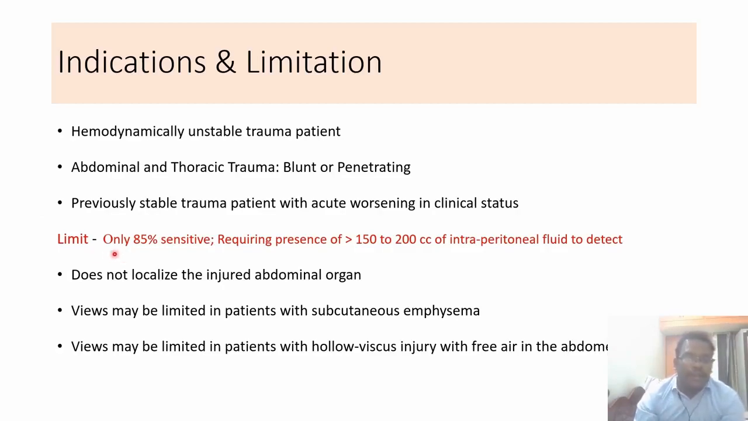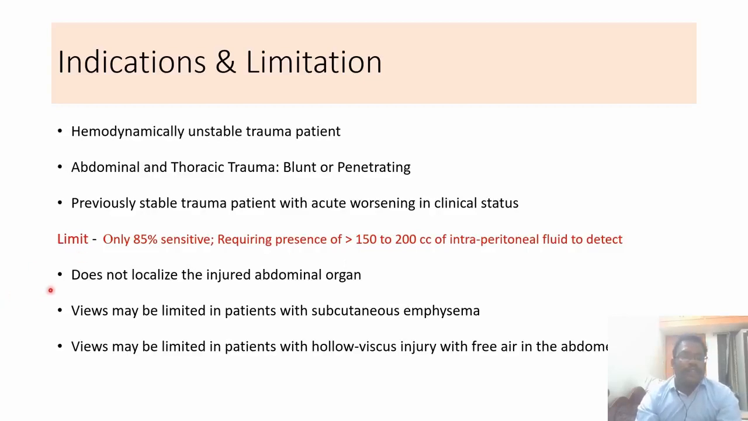The limiting factors are that the EFAST assessment is only 85% sensitive even in experienced hands. So there are high chances of false negative cases, and the false negativity becomes much higher when we do the EFAST assessment in clinically stable patients. And a positive FAST assessment requires at least more than 150 ml of fluid in the peritoneal cavity.